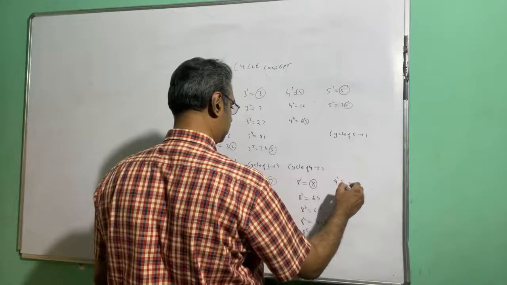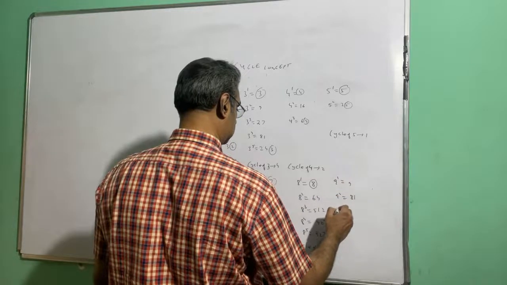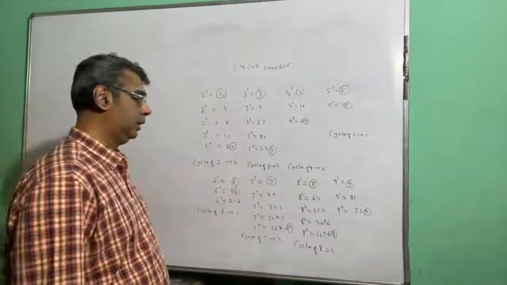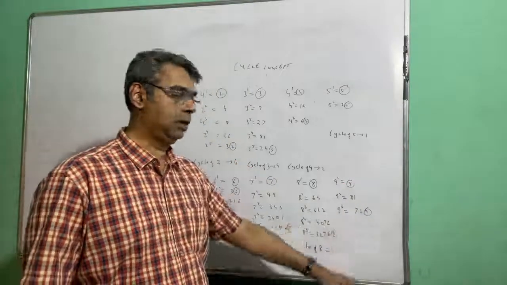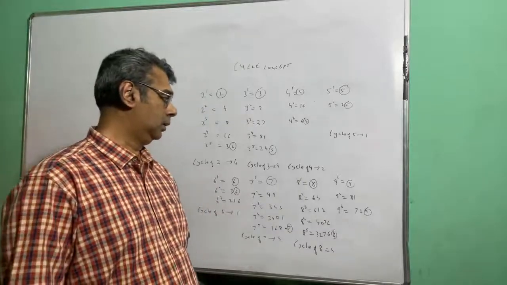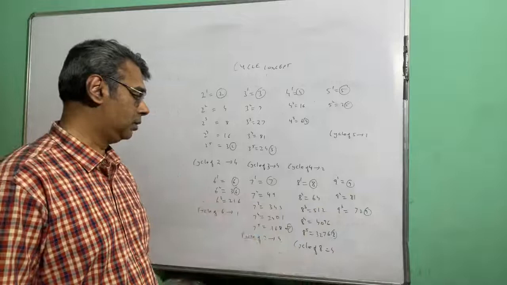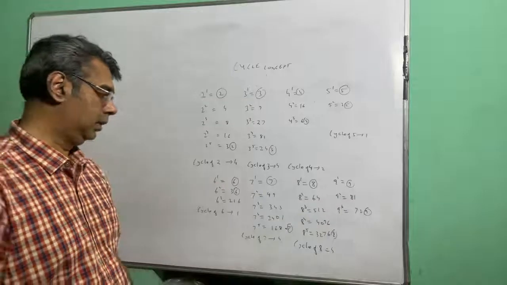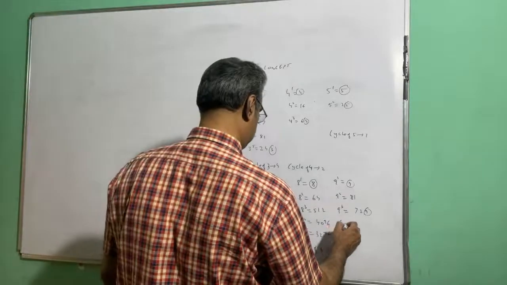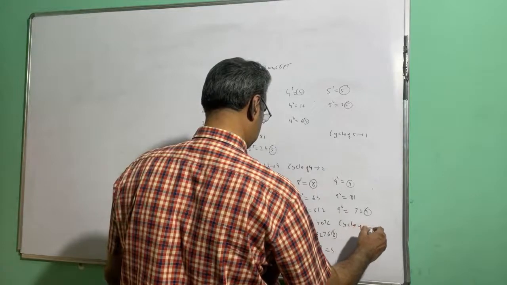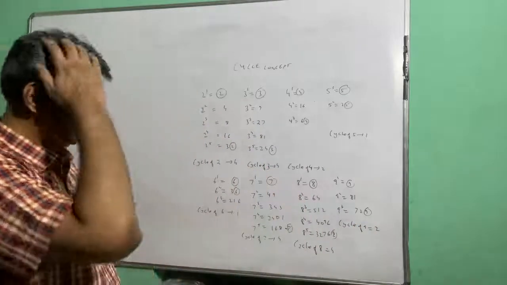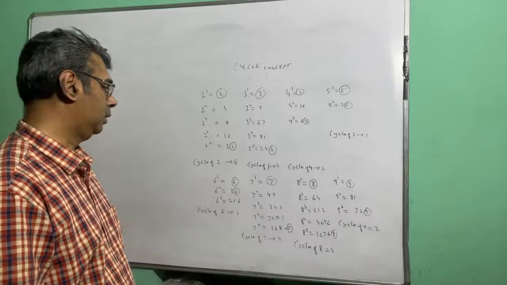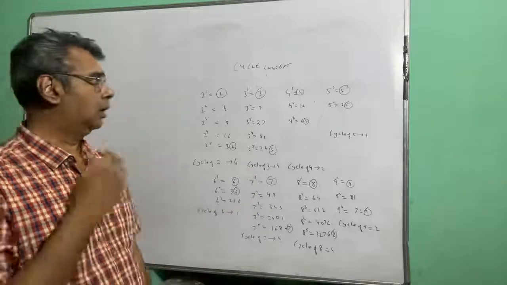Then 9 to the power 1 is 9, 9 to the power 3 also ends with 9. So when the power increases by 2, the units digit is the same. So the cycle of 9 is 2. So this is the rule of cycle. Okay, so these are the cycles of all the numbers.